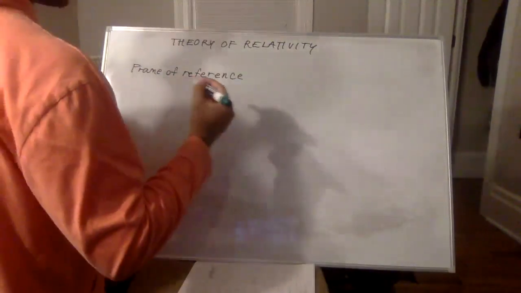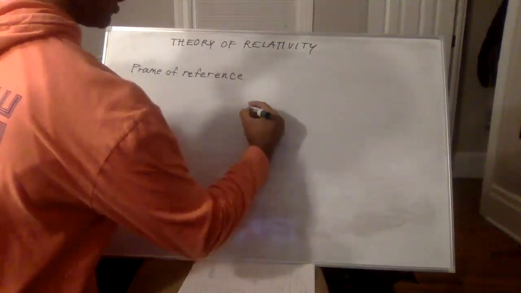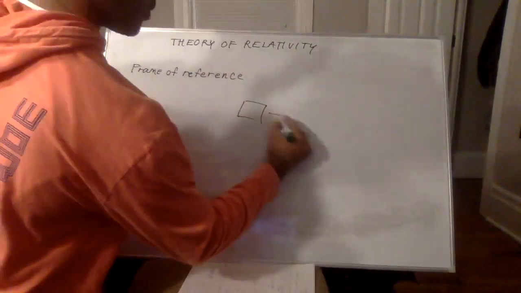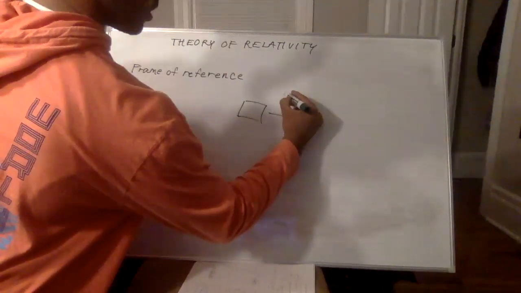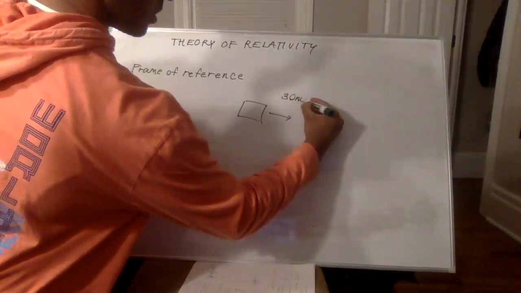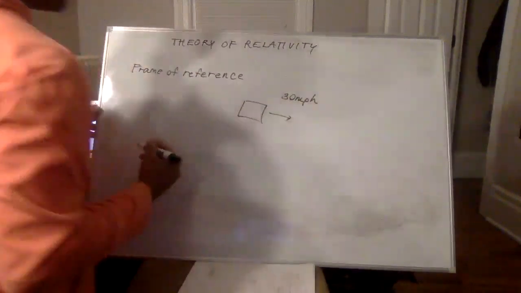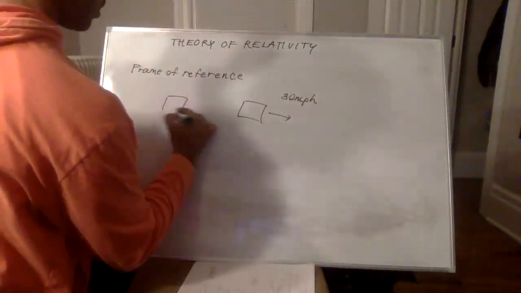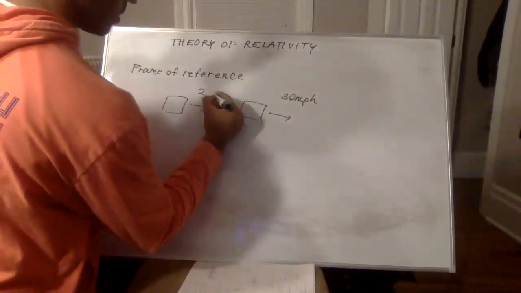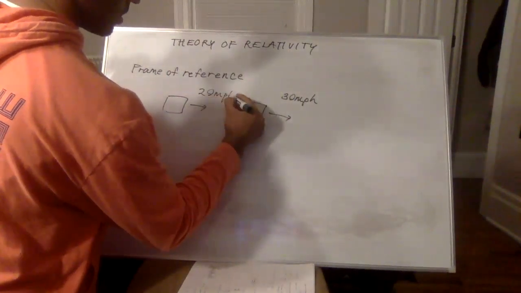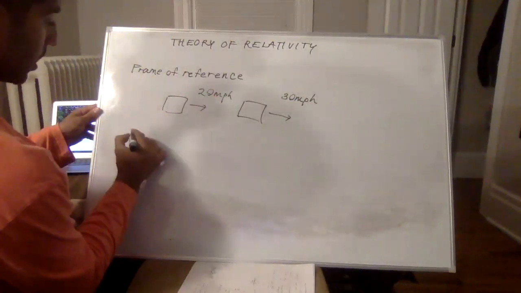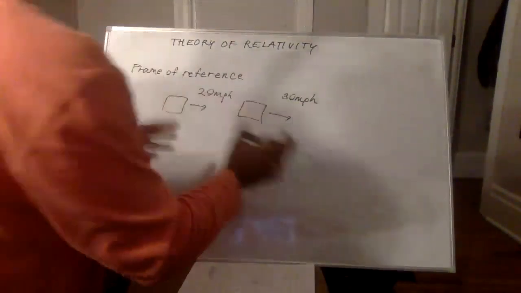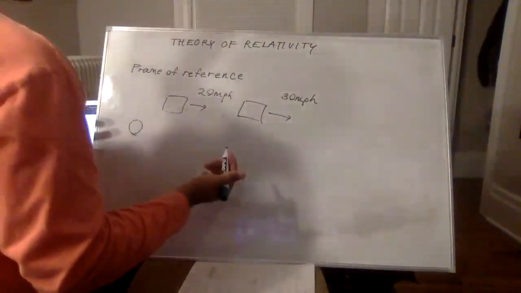So, for example, if we have a car moving, and I'm going to represent a car moving as a box, and the car is moving at 30 miles an hour. And then we have another car moving behind it at 20 miles an hour. And we have a person standing right here. Each of these individuals or objects can be thought of as a frame of reference.